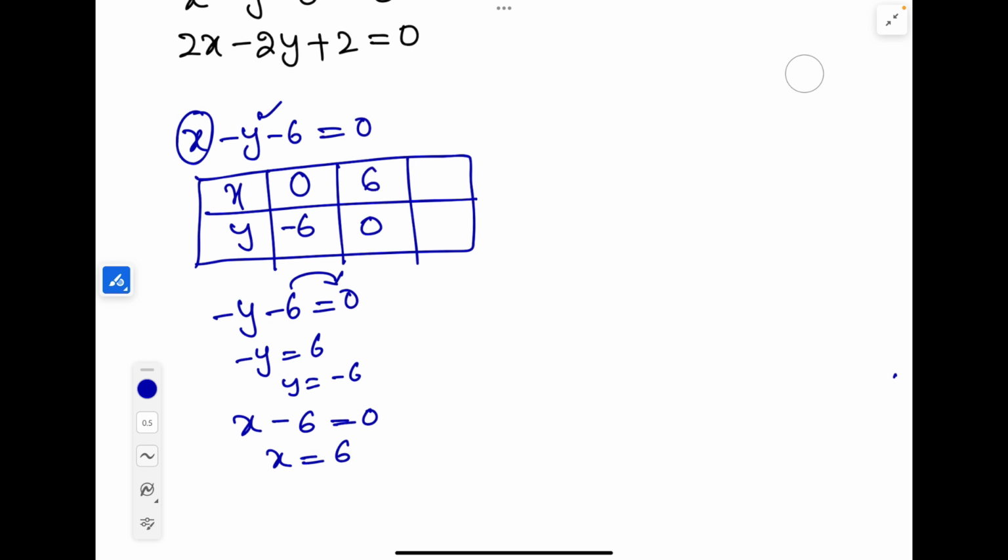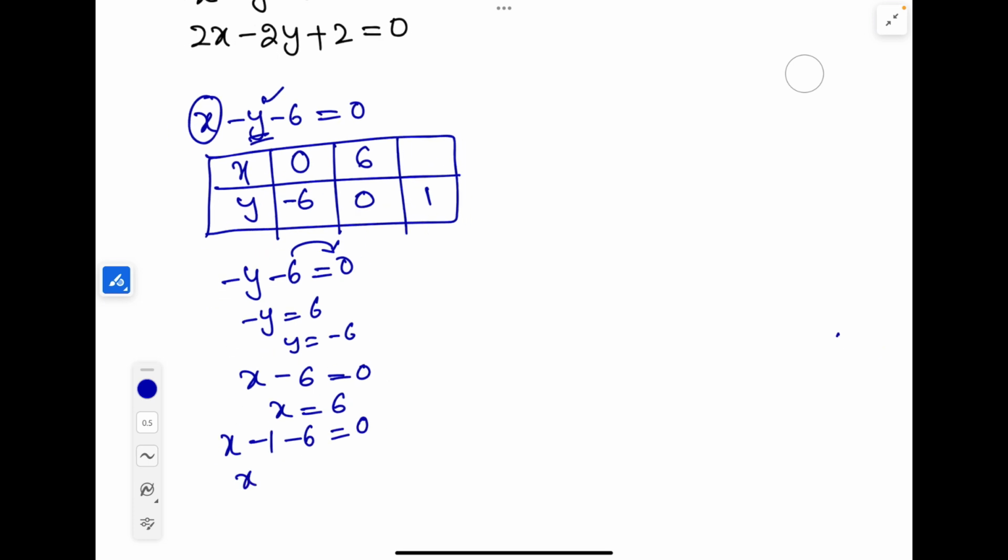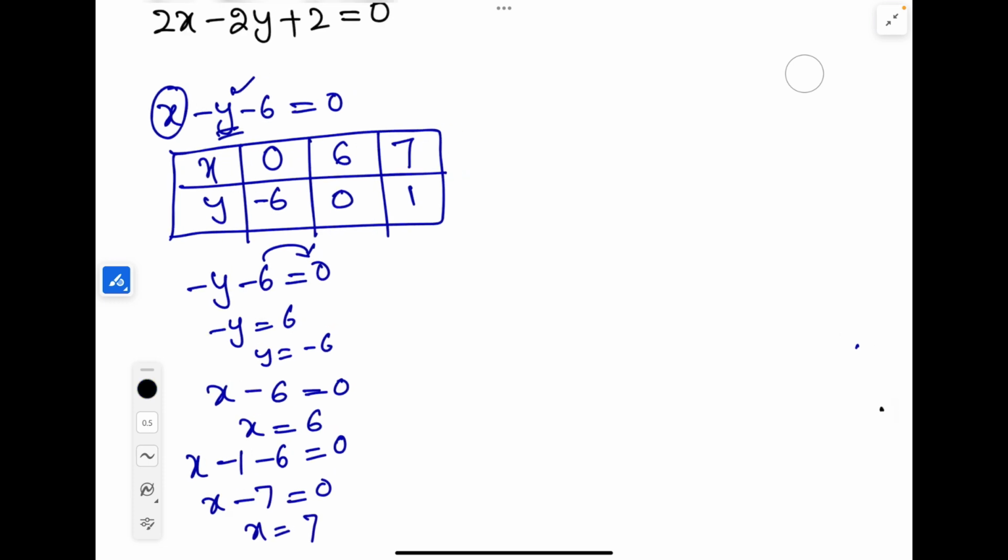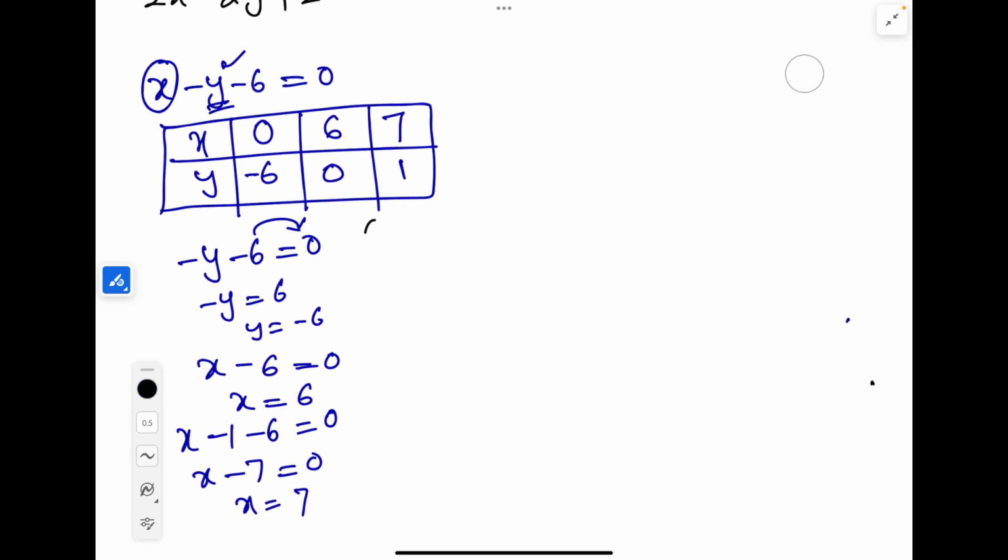If we take y as 1, so what we will get? In this place you substitute 1. x minus 1 minus 6 is equal to 0, or x minus 7 is equal to 0, or x is equal to positive 7. So let us write these points in ordered pairs: 0 comma minus 6, 6 comma 0, 7 comma 1.